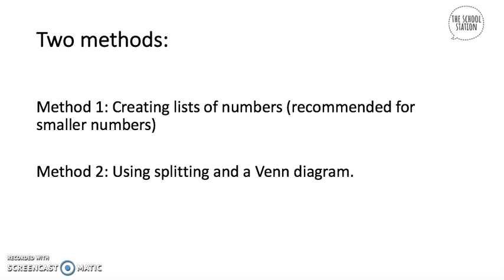So first of all, we have to understand there are two methods of finding the HCF and LCM. Method one is to create lists of numbers, and this is recommended for smaller numbers. For example, using this method, it's going to be easier to find the HCF and LCM of 18 and 24, but it's not going to be that easy to find the HCF and LCM of 525 and 486. Therefore, if you get really big numbers, you're going to have to use method two, which is using splitting and a Venn diagram.